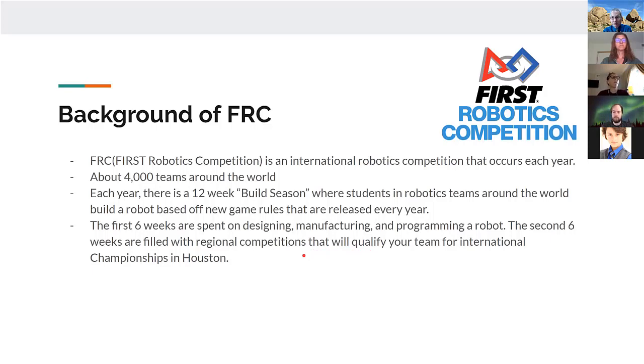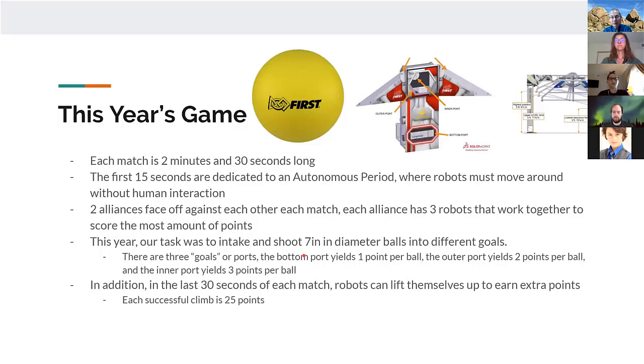This year's game was 2 minutes and 30 seconds long. The first 15 seconds are dedicated to an autonomous period, where robots need to move around without human interaction. After that, human drivers pilot the robots around. In the first 15 seconds, the robots move around with pre-programmed code or using sensors or a camera.